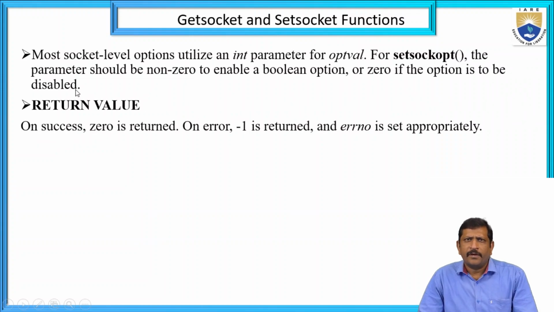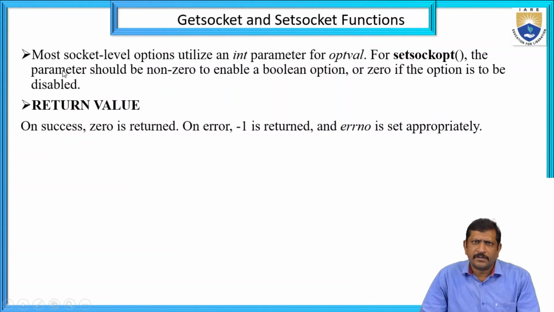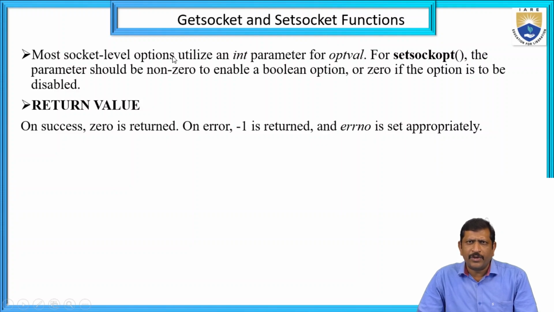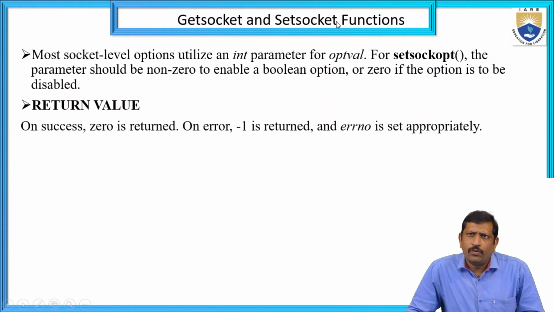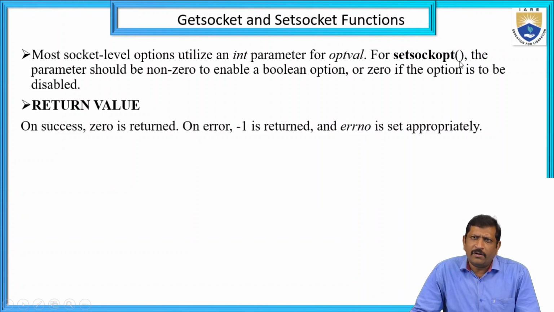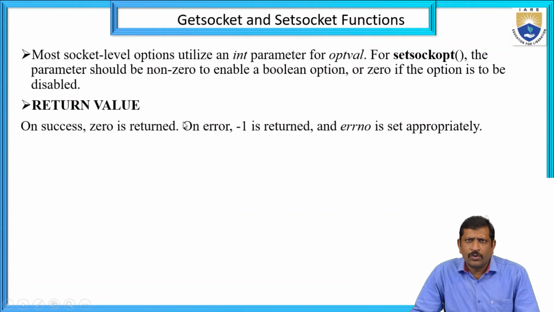Here are the socket levels: high level, low level, medium level. These socket level options in get socket and set socket functions are generally utilized as an int parameter for opt values. For the set socket function call, the parameter should be non-zero to enable a boolean option, or 0 if the option is to be disabled.